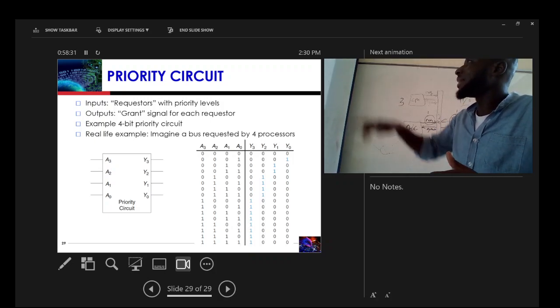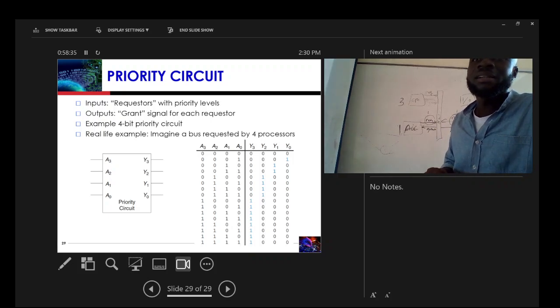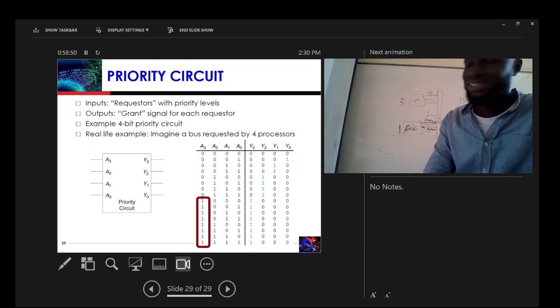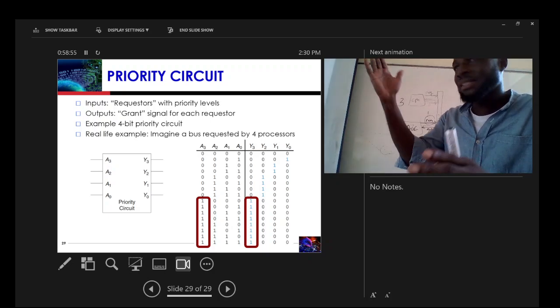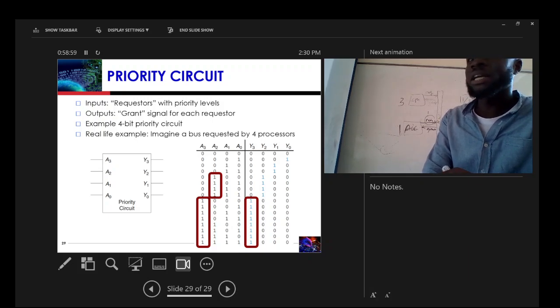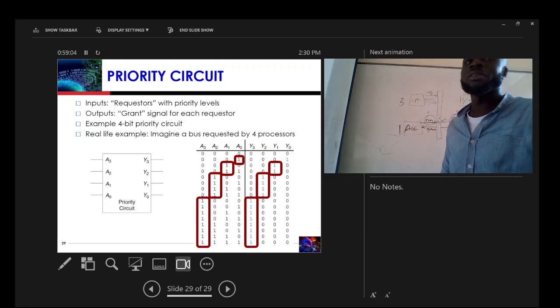When you look at this table, which one has the highest priority? A3, A2, A1, or A0? Why? Because when A3 is 1, Y3 is 1. Then which one has the next highest priority? A2. So when A3 is 1, the grant for Y3 is always 1, unless it becomes 0. Then the next is A2, and so on. A0 has the lowest priority.